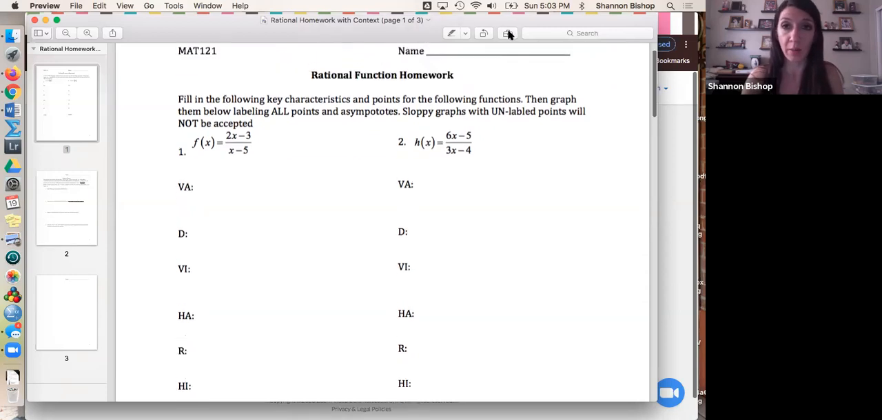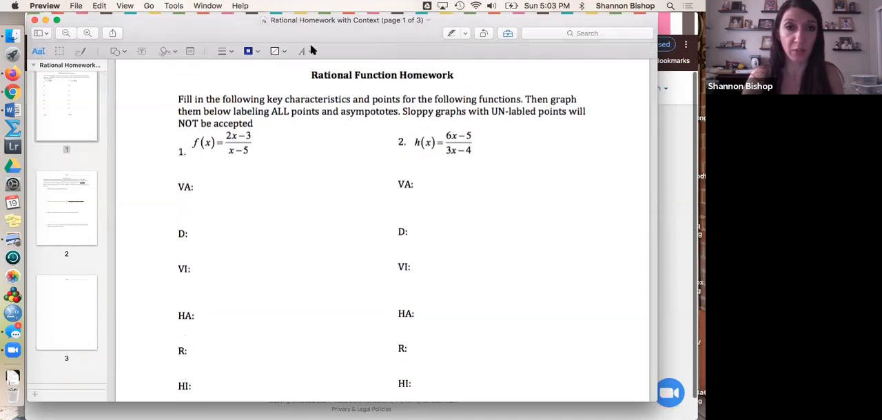So first and foremost, the vertical asymptote, if you recall, is when the denominator is equal to 0. So for this particular example, x minus 5 equals 0. If you simply add 5 to both sides, then you will get that the vertical asymptote is at x equals 5. So the vertical asymptote is at x equals 5.